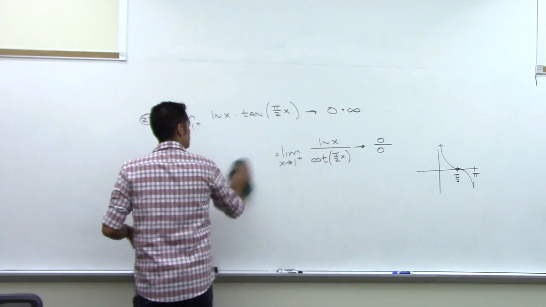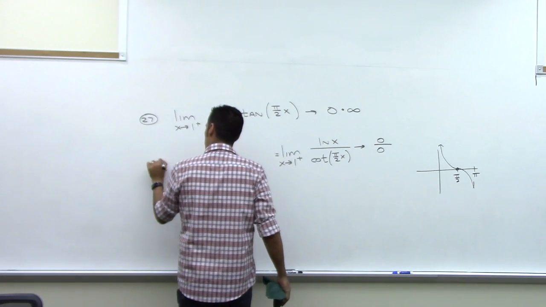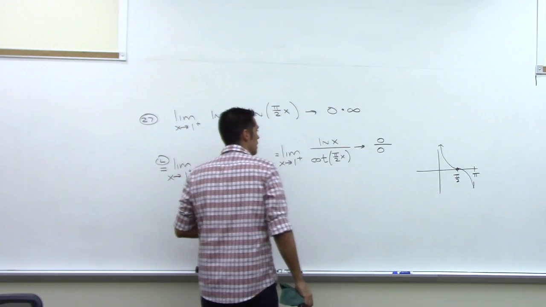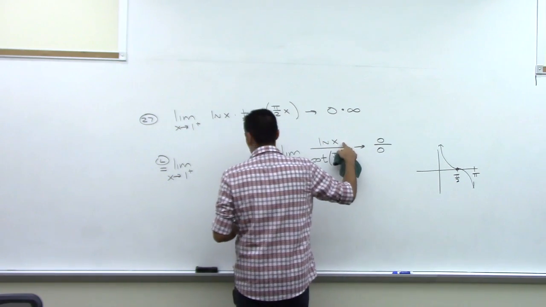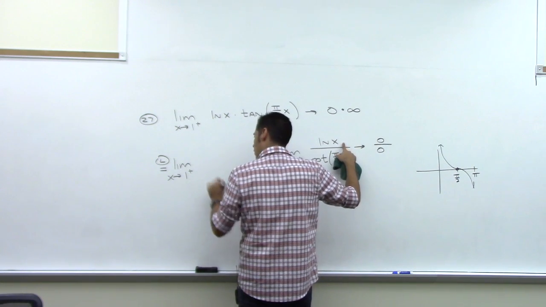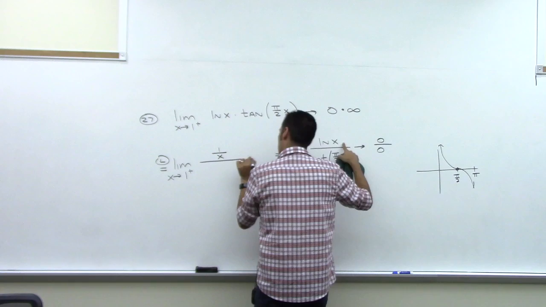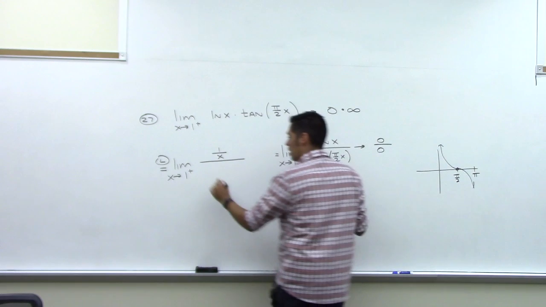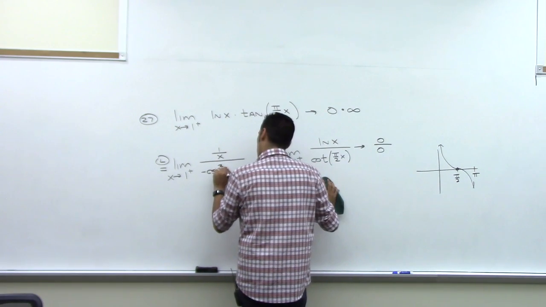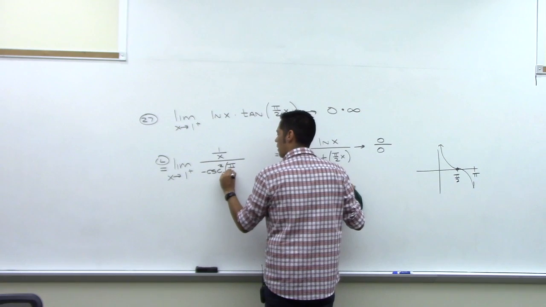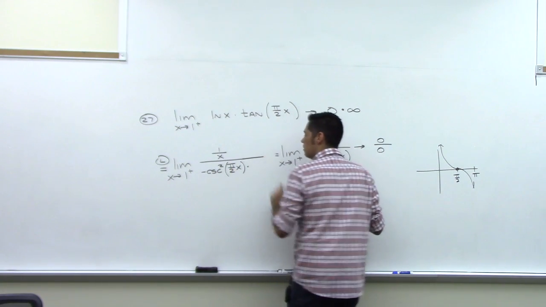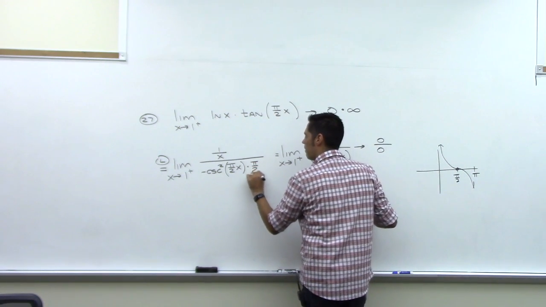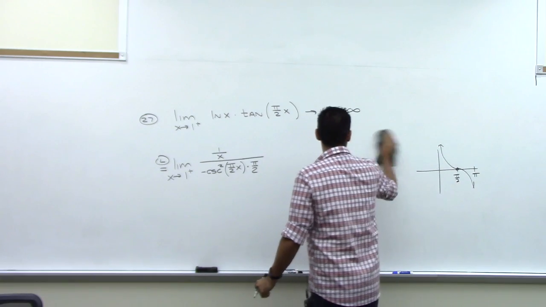So that will be equal to, by L'Hopital's rule, the limit as x approaches 1 from the right of the derivative of natural log of x, which is 1 over x, over the derivative of cotangent of something. The derivative of cotangent of something is negative cosecant squared of that something times the derivative of what's inside, and that's a constant in front of x, so we're just going to get the constant, pi over 2. Man, I'm really hoping that that helps.